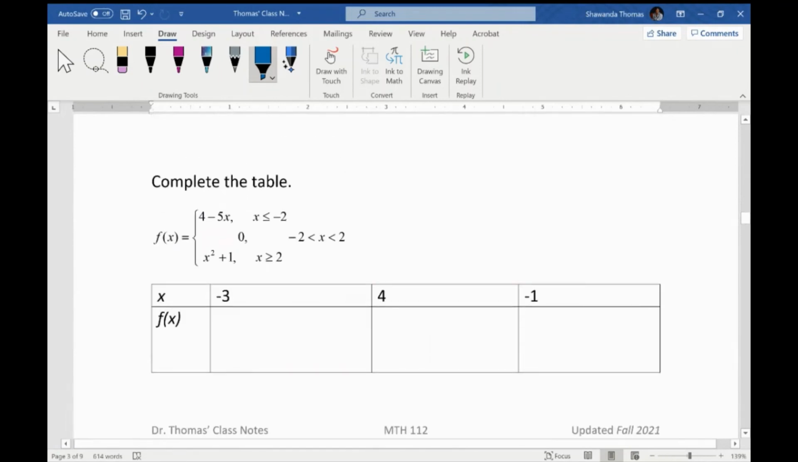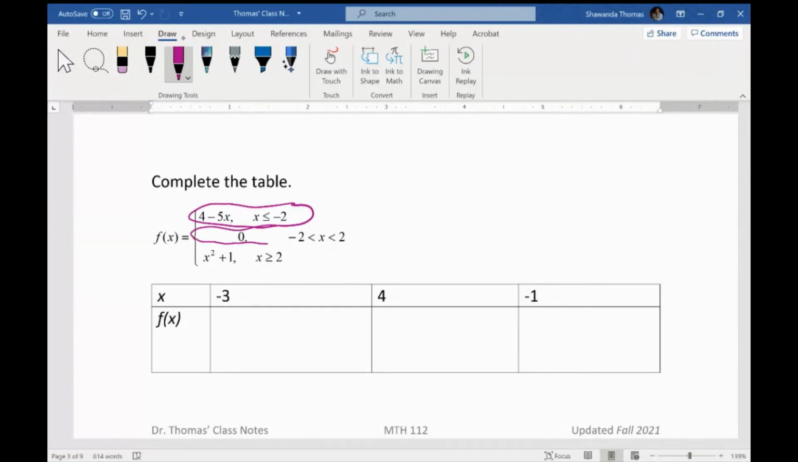All right, another piecewise function. How many pieces are involved here? I know it looks a little strange because it's kind of off kilter here, but how many pieces do you think there are in this one? 3, actually. All right, so we have this one, 4 minus 5x. So this is 1. This is another one. This is another one. So 3 pieces to this one.